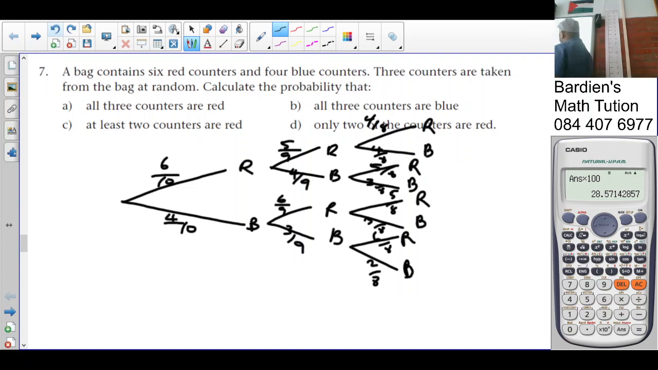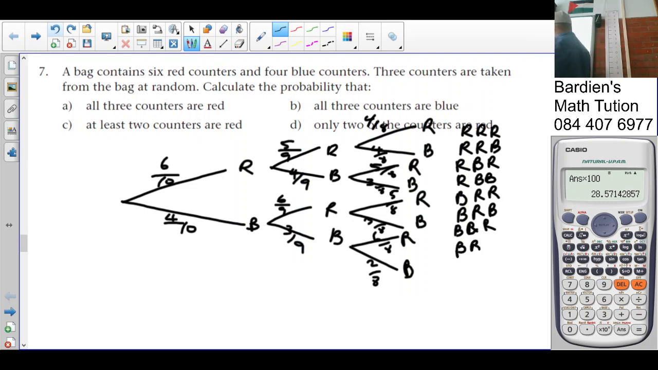What are the outcomes? R, R, B, R. Now R, B, sorry. R, B, R. R, B, B. So yes, that's 4. Then we got the other one, the blue first. So it's blue, R, R. You see, I also do it in order so that I don't miss anything. B, B, R. And B, B, B. Those are my 8 outcomes.